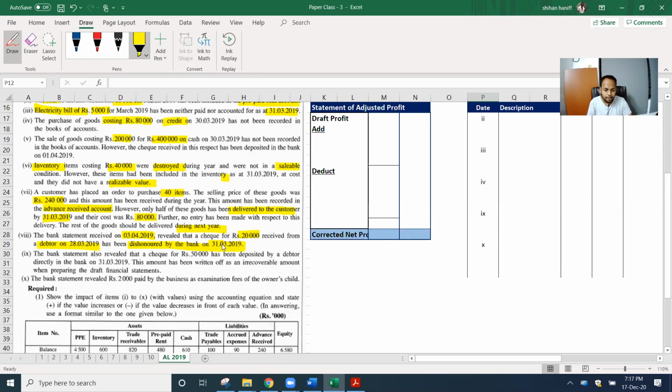Transaction number 9. Bank statement also revealed that 50,000 has been deposited by a debtor directly in the bank on 31st March 2019. This amount has been written off as a recoverable amount when preparing the draft financial statements.